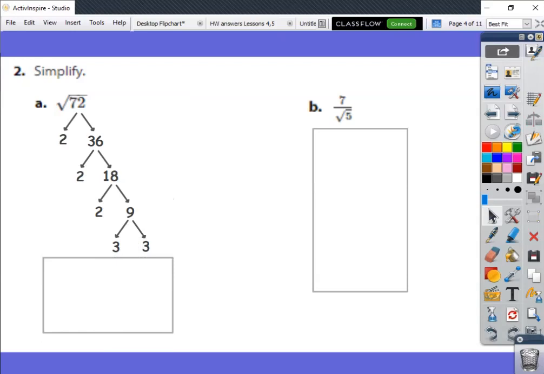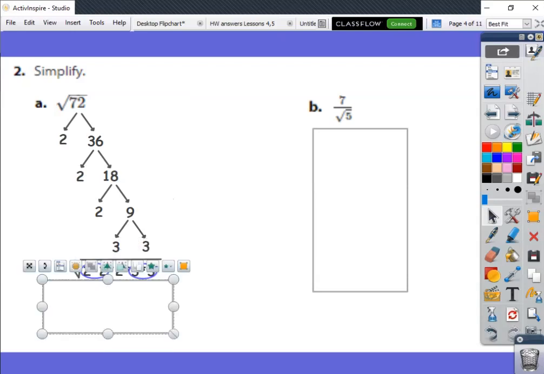So here I have my prime factorization. The square root of 72 essentially becomes the square root of 2 times 2 times 2 times 3 times 3. Now, since I'm taking the square root, actually there's a little 2 here that you can't see. To simplify this, I take pairs of the same number, pairs of these prime numbers. So I do have a pair of 2s and a pair of 3s.